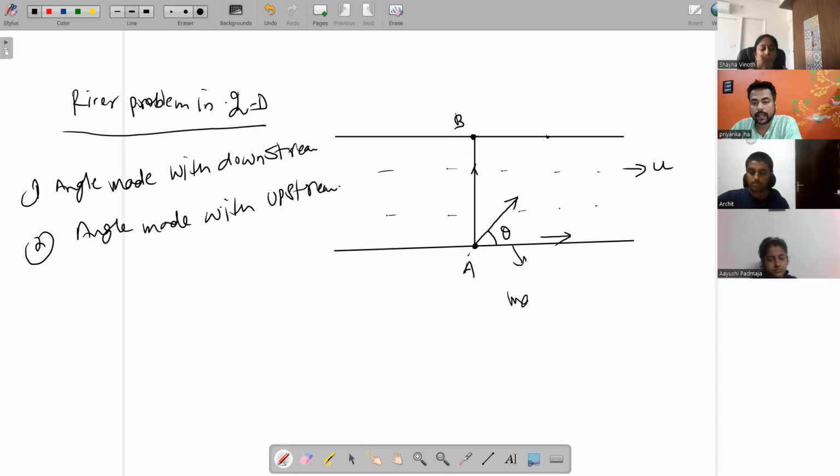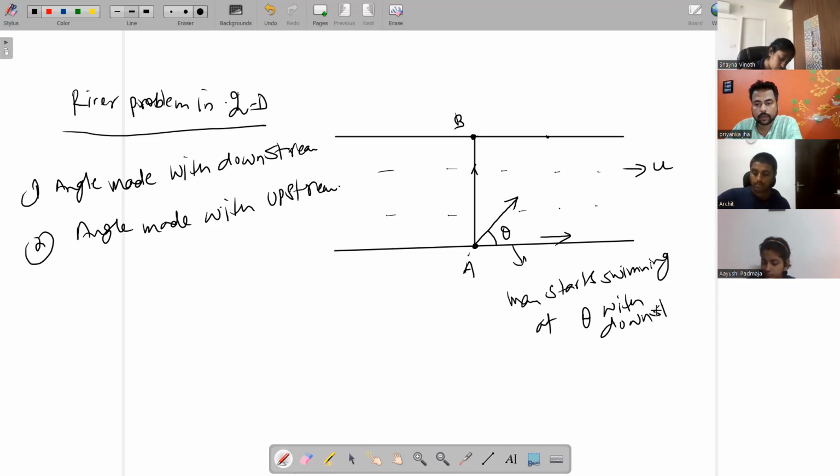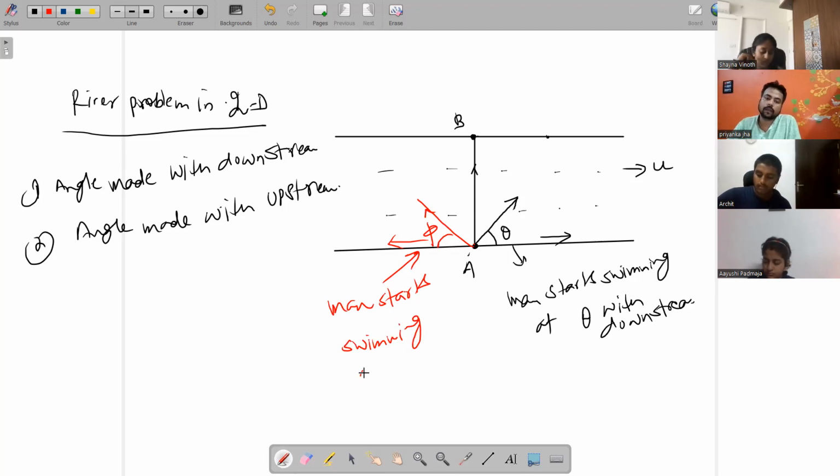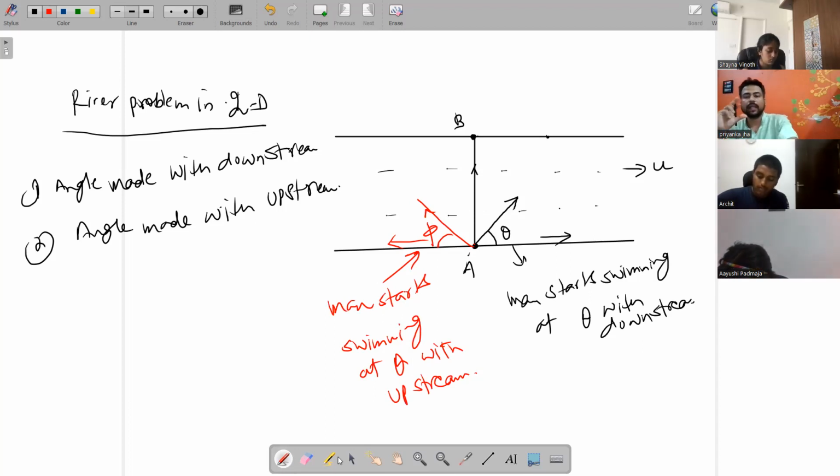It means that the man starts swimming at angle theta with downstream. But in case the question says that the man wants to swim at an angle phi with upstream, it means this will be our upstream. So this man will start swimming at this angle phi with upstream. The man starts swimming at angle theta with upstream. So this is what angle made with downstream and angle made with upstream mean.